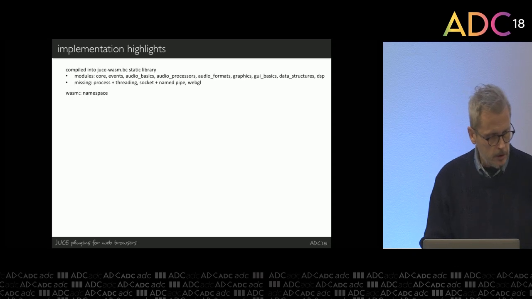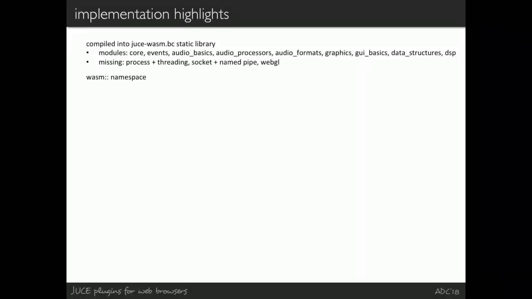So the implementation highlights, just quickly: the static library includes these modules, and what's missing is all process and threading stuff that was not available at the time when I was developing, but I will have a look now that the web worker implementation is coming out. Sockets and named pipes are also missing, and WebGL is one of the things I would like to look at in the near future.